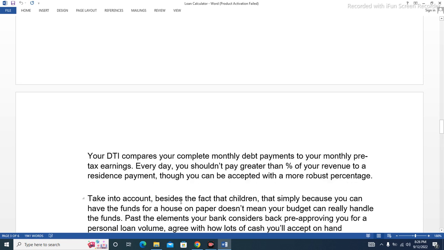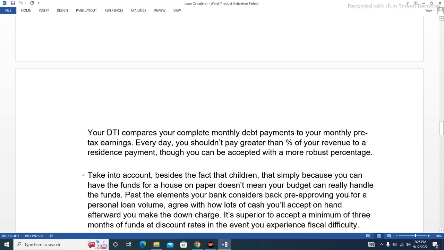Keep in mind, however, that just because you can afford a house on paper doesn't mean your budget can really handle the payments. Go past the factors your bank considered before pre-approving you for a loan amount.